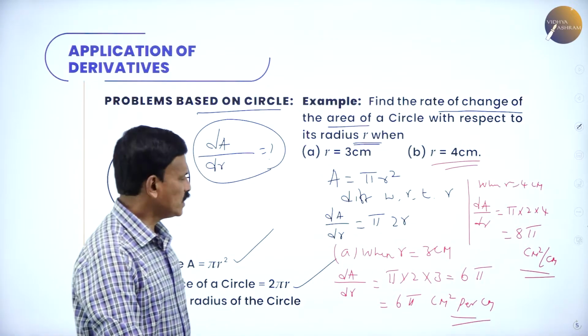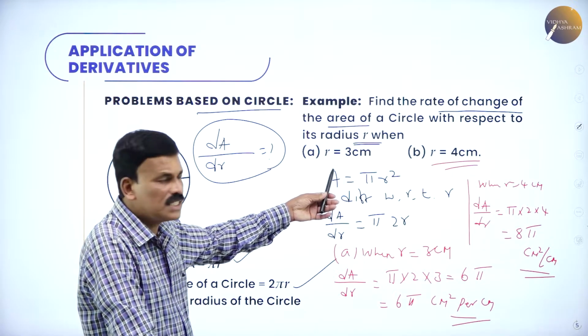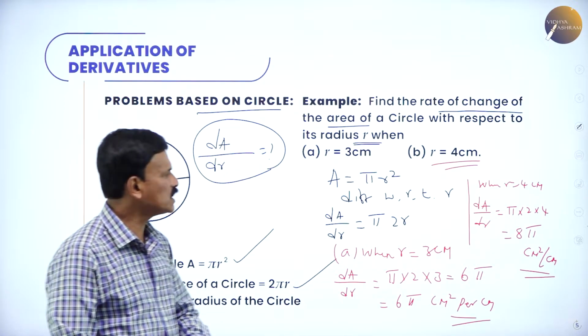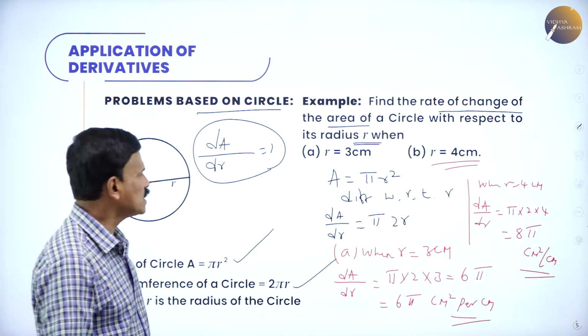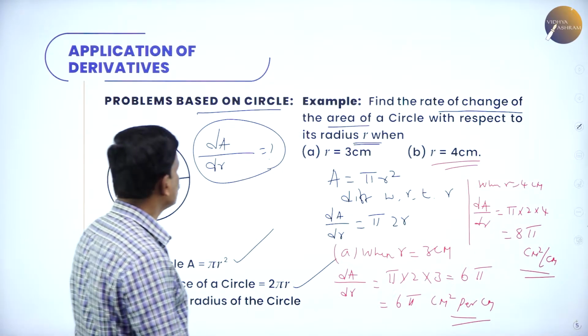So therefore, the rate of change of area with respect to radius for the problem given is, one is 6 pi, another one is 8 pi. For 3 centimeters it is 6 pi, for 4 centimeters it is 8 pi. This is the required solution for this problem. Now let us come to the next problem.